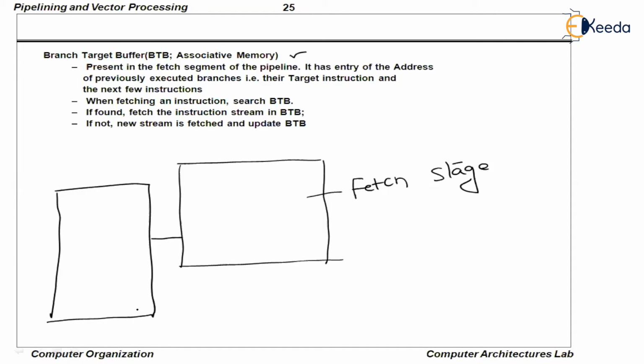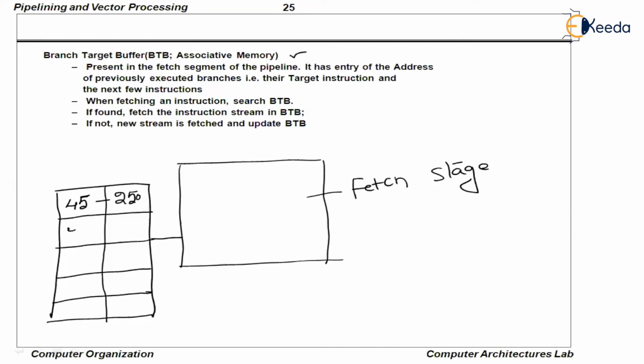To the fetch stage, I will attach one buffer. This buffer has the entries of the previously executed branch instructions and their target addresses. For example, there is the 45th instruction. This 45th instruction is a taken branch which is branching to 250.